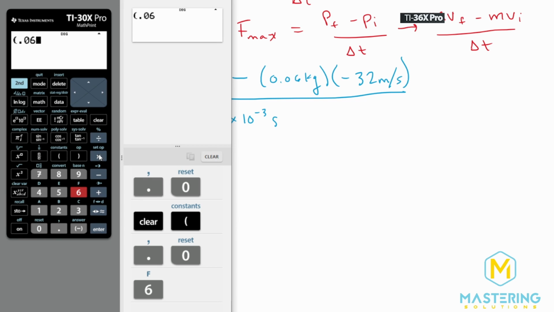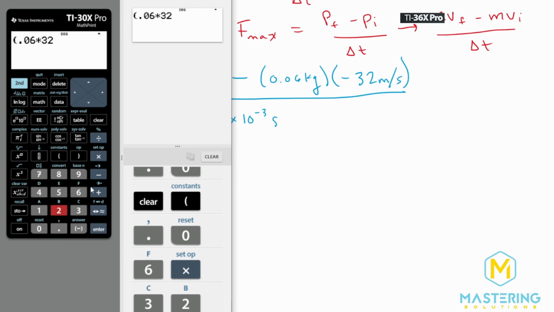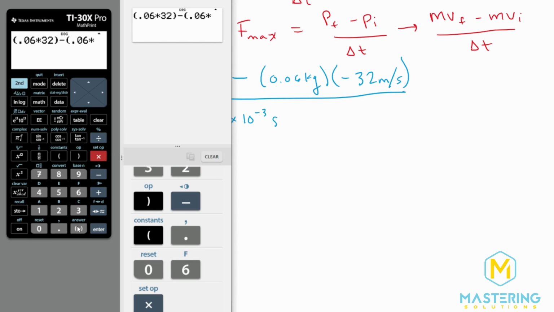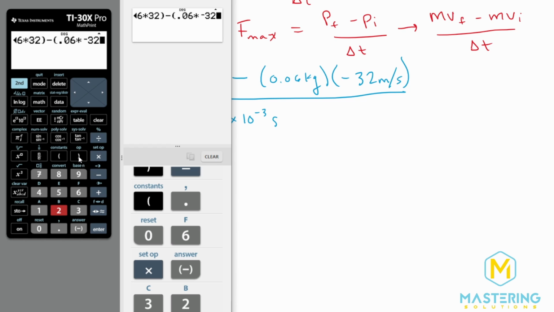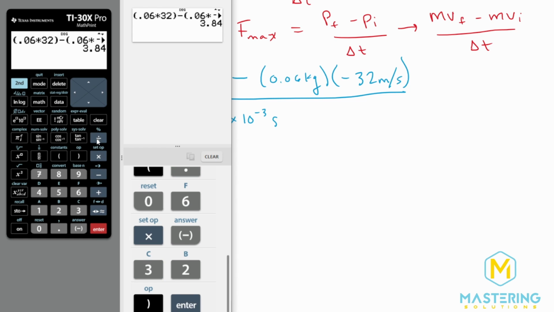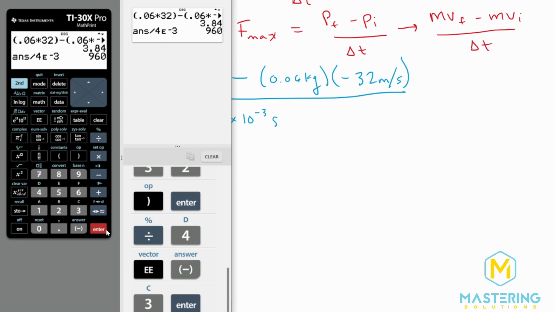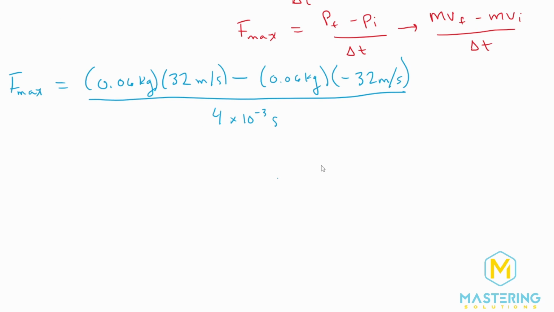0.06 times 32 minus 0.06 times a negative 32, all divided by 4 times 10 to the negative 3 seconds, which gives us an Fmax of 960 newtons.